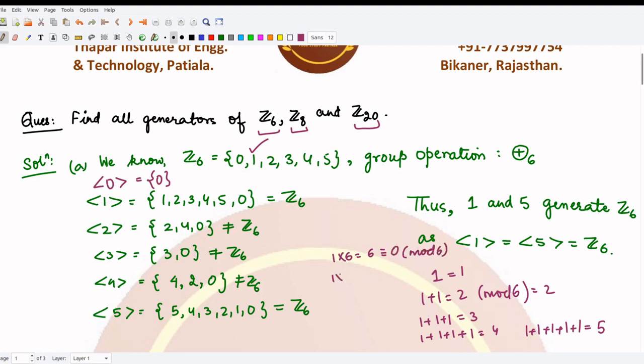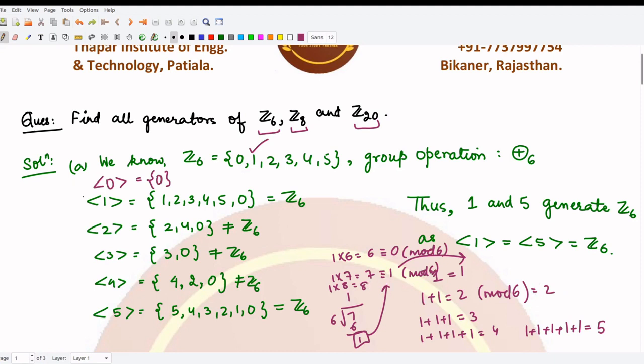So if you do it 7 times, you are going to get 7, which under mod 6. How do you calculate 7 under mod 6? You divide 7 by 6. You have the remainder as 1. So this is your answer here. So you see the elements start repeating themselves, correct? 1 into 8 would be 8. When you calculate 8 mod 6, you get 2. So the elements start repeating themselves.